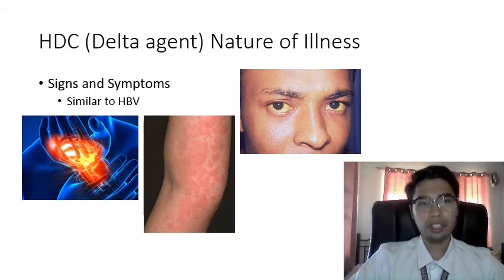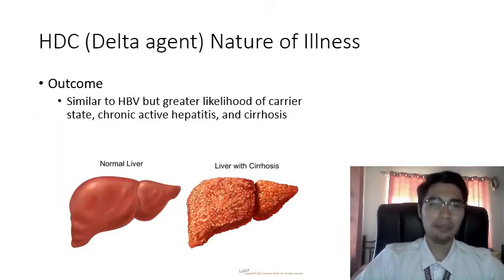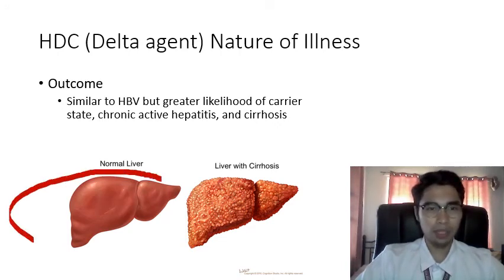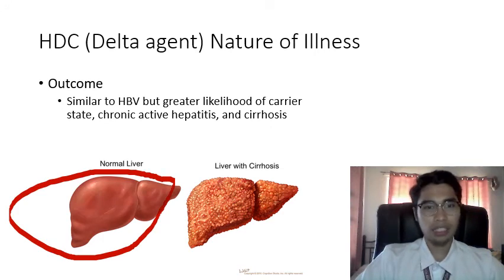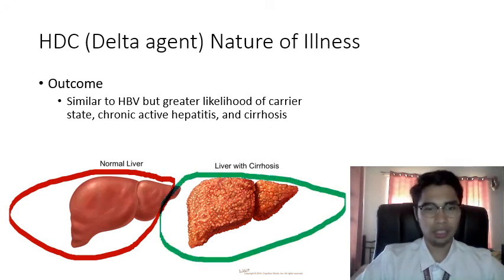The nature of illness is similar to HBV. So C and D are actually all similar, from A, and then the succeeding one is similar to the previous one. So C and D are similar to B. The outcome is similar to HBV, but with greater likelihood of carrier state, chronic active hepatitis, and cirrhosis. This is a normal liver, and this is the liver with cirrhosis. It looks very poor. Usually it shrinks.